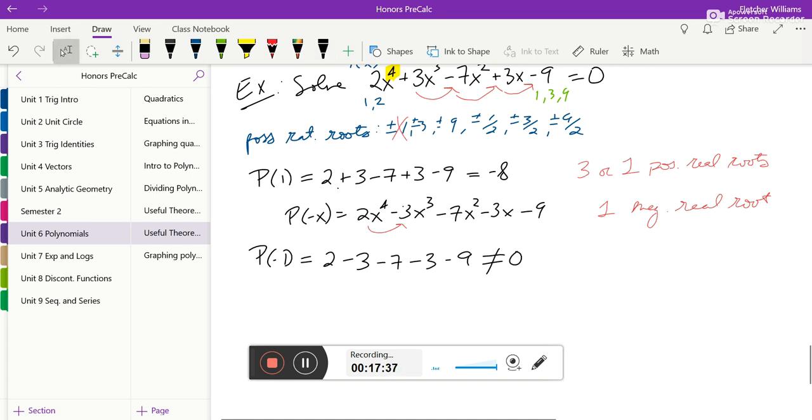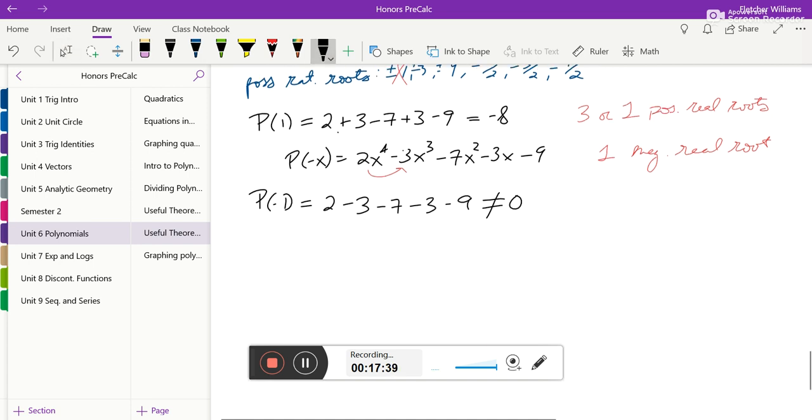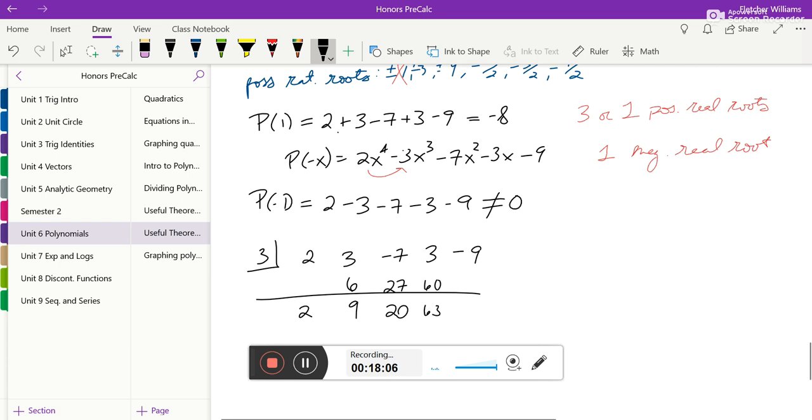In this one, we will use synthetic substitution or synthetic division. So we try 3. So we look at what we've got. Coefficients 2, 3, minus 7, 3, and minus 9. Okay, bring down the 2. That gives us 6, 9, 27, 20, 60, 63, 189, 180. Okay, so 3 is not a root.